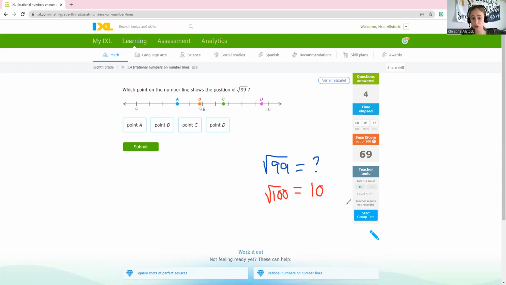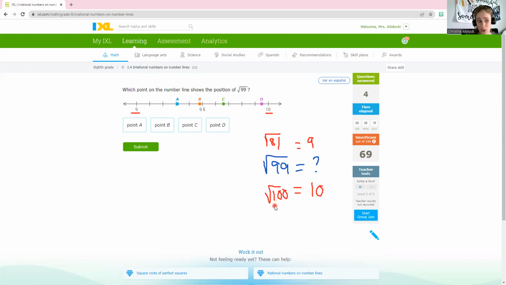Now I need to go the other side a little bit lower, which would be 9. And 9 squared is 81. And that then confirms that IXL didn't make a mistake. We realize, all right, we're between 9 and 10 here. So let's look at the number within our square root. We have 99. Is that closer to 81 or closer to 100?